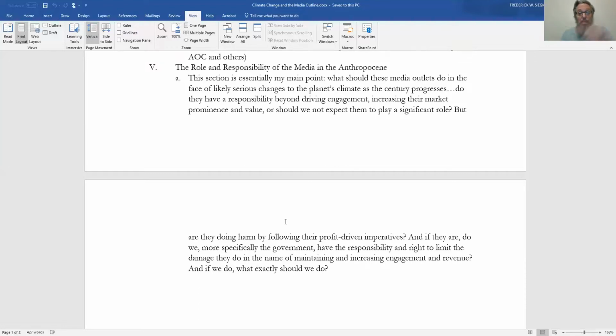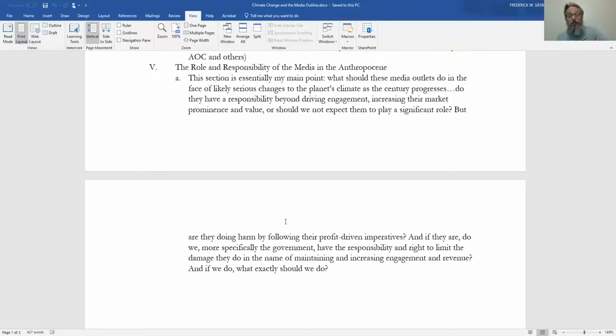Then, if they don't have a responsibility to do more than just make money for their shareholders, does that mean that they're doing harm by following that profit-driven imperative? If they don't have a responsibility, are they then doing harm?